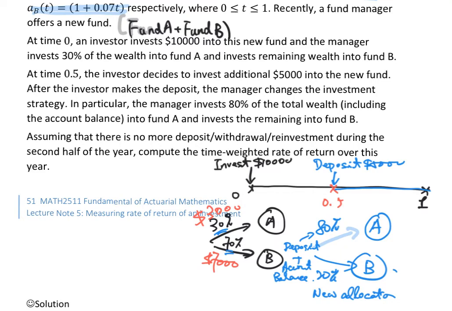Okay, now this is the rundown of this fund in this 1 year. What we want to do is measure the performance of this investment fund. To do that, we will use the time weighted rate of return of this investment fund. Now how do we do that?